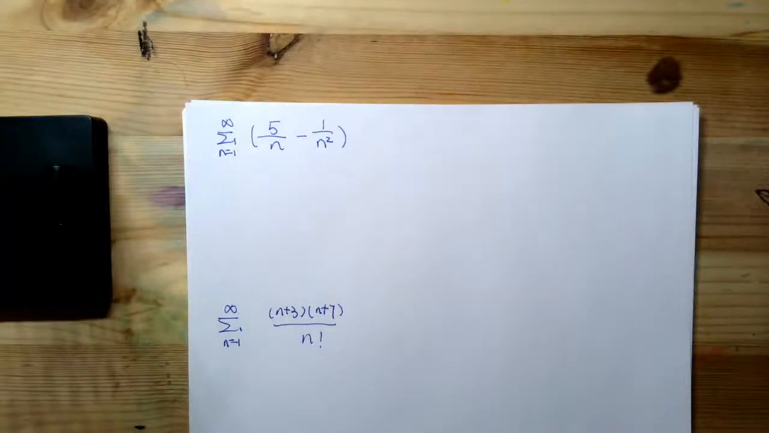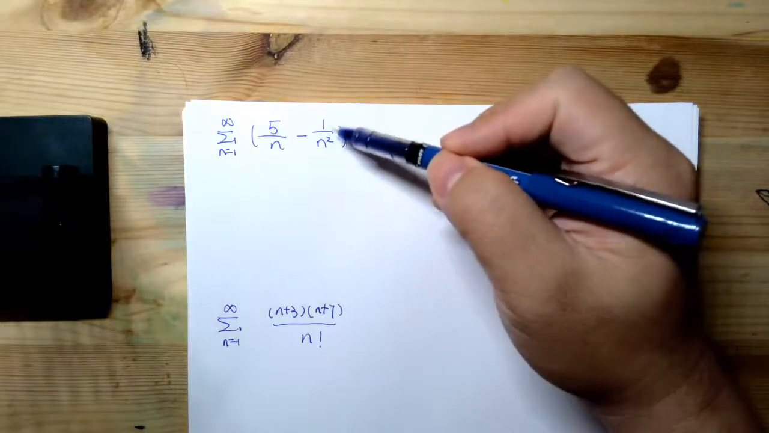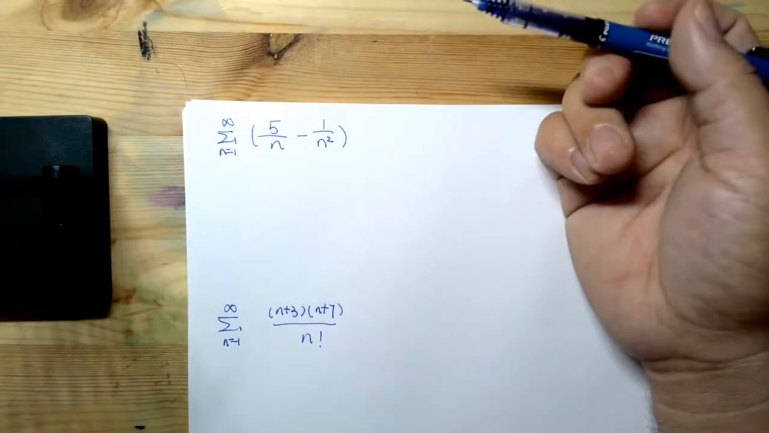Okay, so now let us look at another couple of series examples, and all of them are still asking us to check whether each series converges or diverges. Okay, so look at the first one. We have 5 over n minus 1 over n squared here.